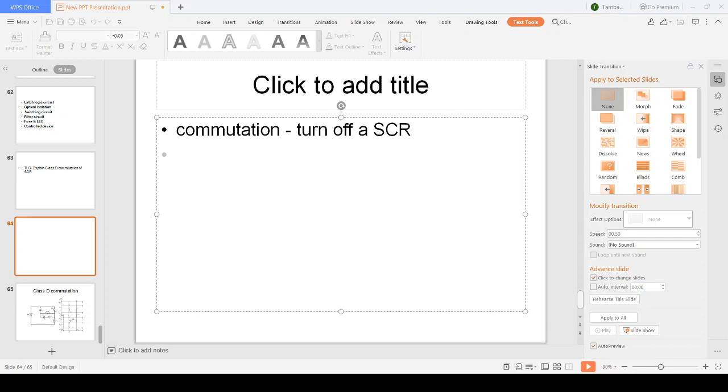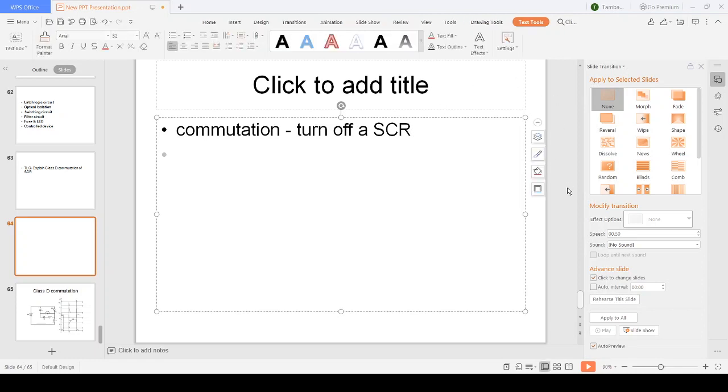Second factor is when we use a SCR, when current flows through a SCR, we can say that the SCR is in on state. But when it is in on state, it has the property that this SCR will not get turned off automatically. We have to turn off this SCR, and the process of turning off the SCR is called commutation of SCR.